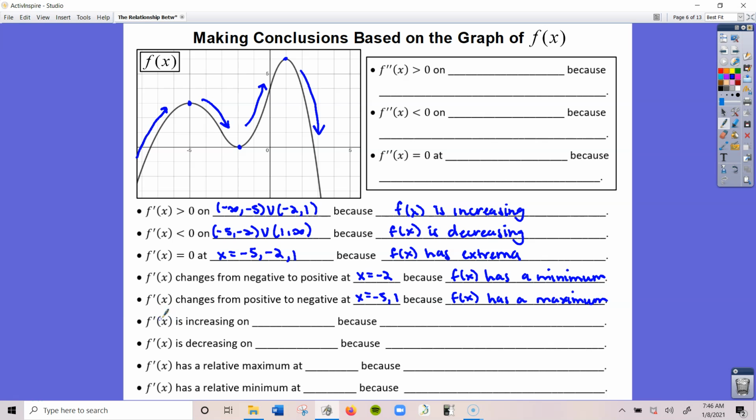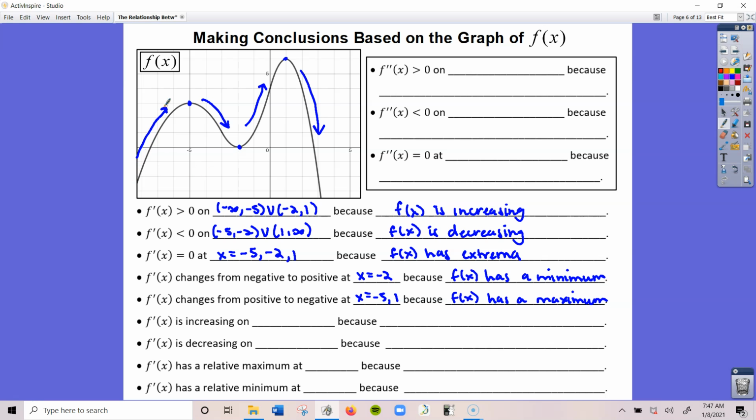Next we have f prime of x is increasing. So when is the first derivative going to be increasing? The only way that I know when f prime of x is increasing is when the second derivative is positive, meaning that the function is going to be concave up. So now we have to switch gears and look for when the function changes concavity.